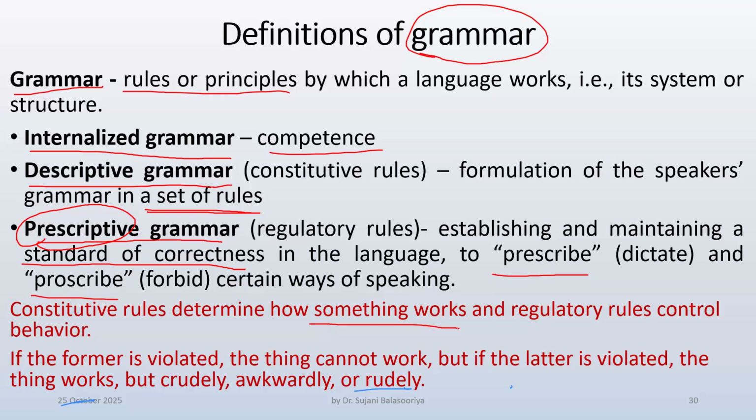Right? Okay, so if the former is violated, that means if we violate descriptive grammar, the thing cannot work. Language cannot work. But if the latter is violated, that means if we violate the prescriptive grammar, the language works. Thing here means whatever the linguistic function, right? The language works, but crudely, awkwardly, or rudely. It would be a little bit odd. The meaning can be conveyed, but it is somewhat odd. That's the difference between descriptive and prescriptive grammar.